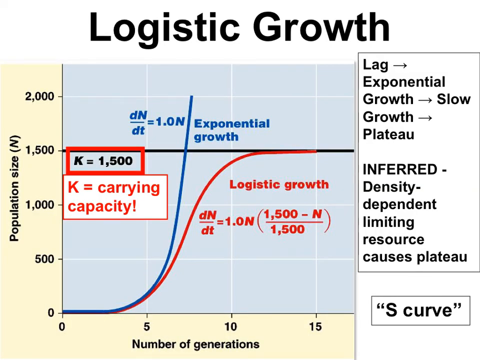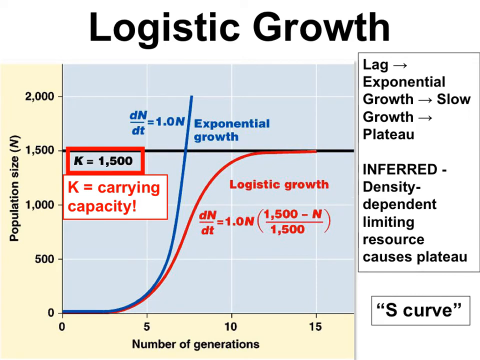The other type of population growth curve pattern is logistic growth, also known as an S-curve, because it looks like an S. Logistic growth has the same lag phase and rapid growth phase as exponential growth, but in logistic growth, eventually the population growth slows and then reaches a plateau. The plateau of logistic growth is called the carrying capacity, abbreviated by the letter capital K.